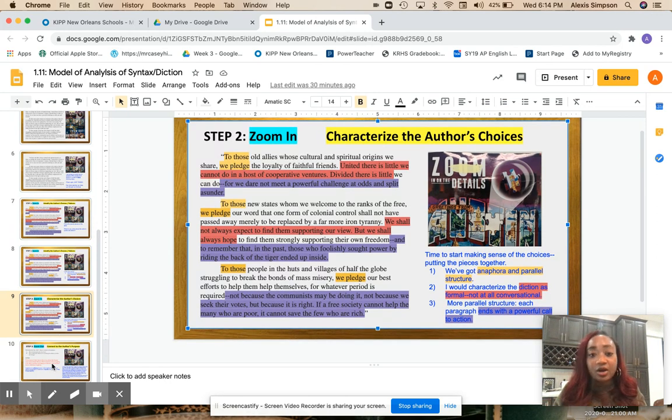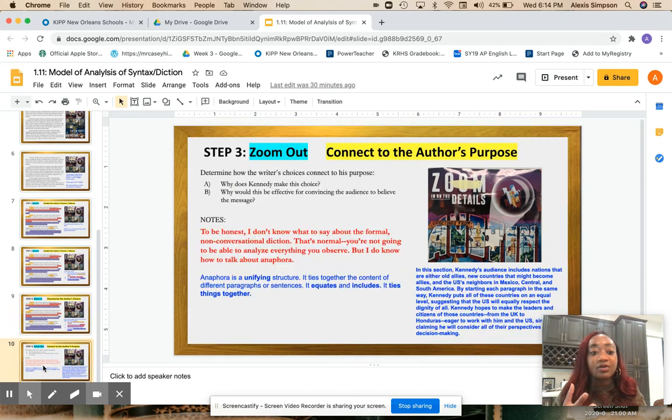Okay, well, that's cool and all, but now I've got to figure out why Kennedy made these choices. Why did he want to include that anaphora or that formal diction or that dash at the end in the parallel structure? Why did he want to make that choice? And then I need to ask myself, why would this choice be convincing given his audience, right?